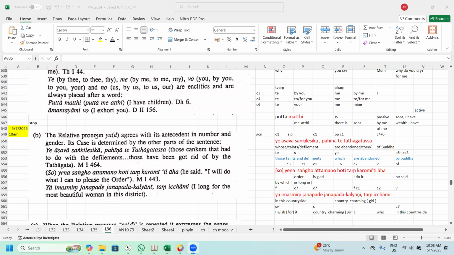So we stop here. You see here the relative pronoun agrees with the antecedent. That's why when I read here, I get confused. It agrees with the antecedent in number and gender, basically it's GCN. So that means this is a relative pronoun.